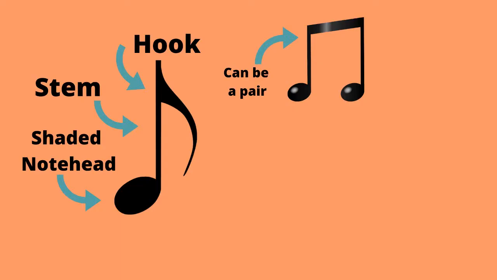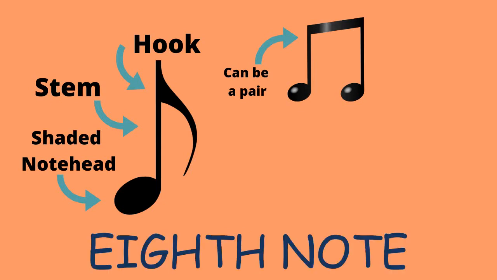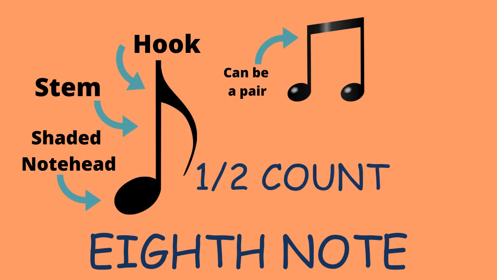The next note looks like this. It has a note head with a shade, a stem, and a hook. But it can also be a pair. And when they become a pair, they are beamed together. This note starts with the letter E. Do you recall the name of this note? If you answered eighth note, you're right. The eighth note gets one half count of a quarter note. But if it becomes a pair, then it becomes one count. The rhythm of a pair of eighth notes sounds like this.